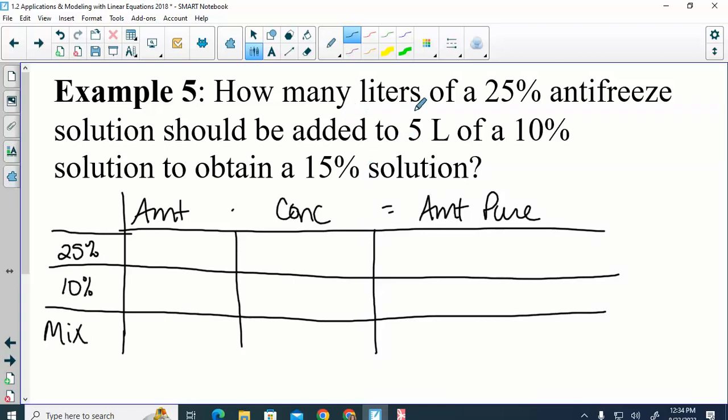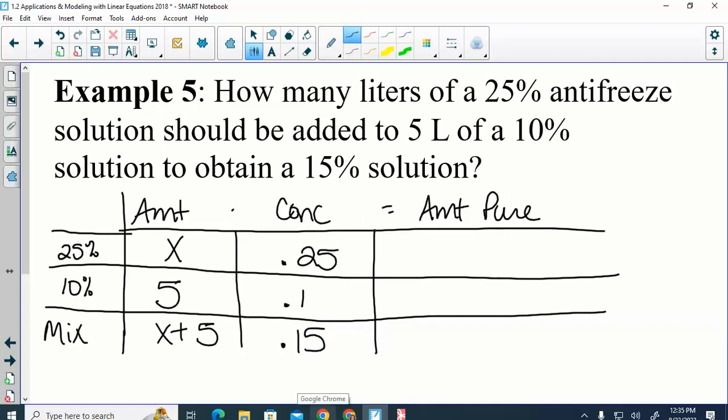So we want how many liters of the 25? We don't know that amount. It should be added to 5 liters of the 10. So how much would I have for the mix? S plus 5. Concentration is our percents in decimal form. So 25% would be 0.25, 10% is 0.1 or 0.10. And the final mix, we wanted a 15.